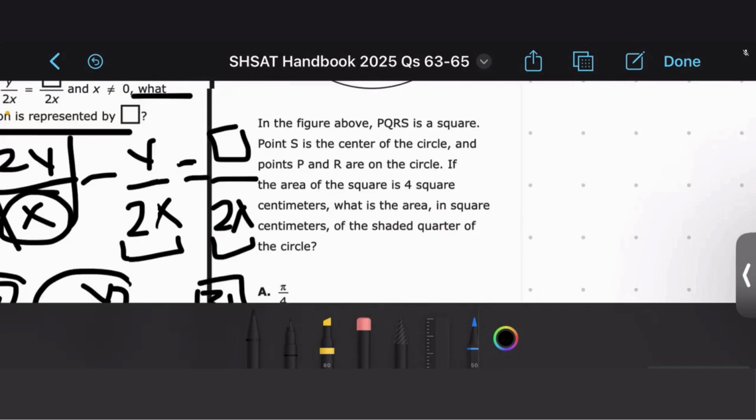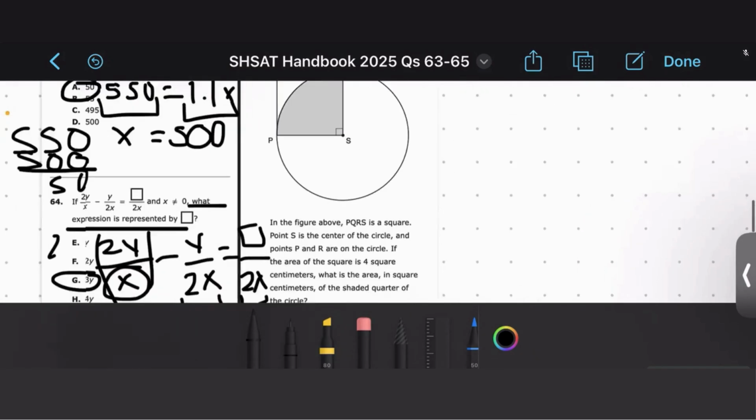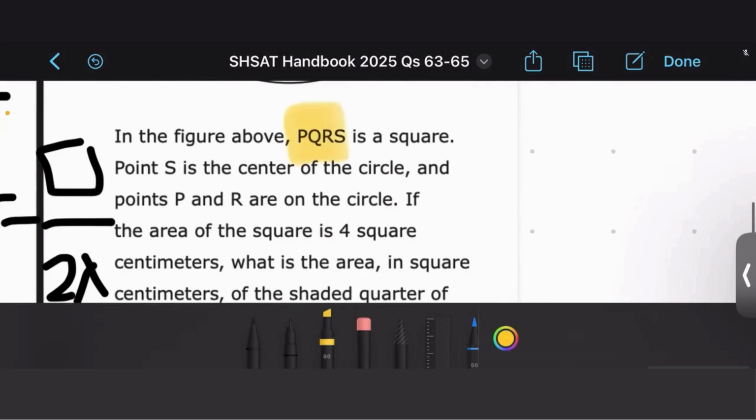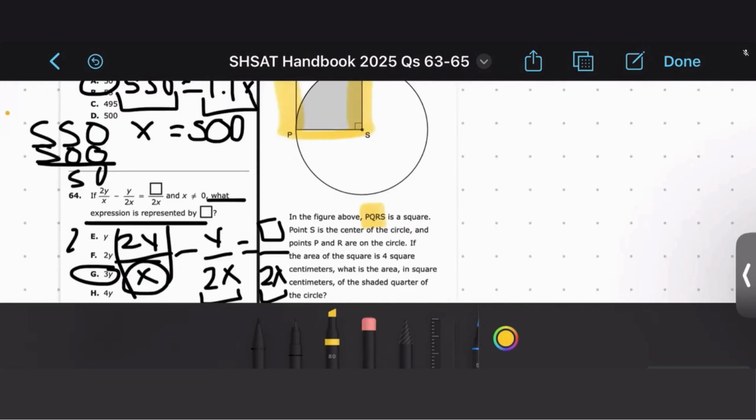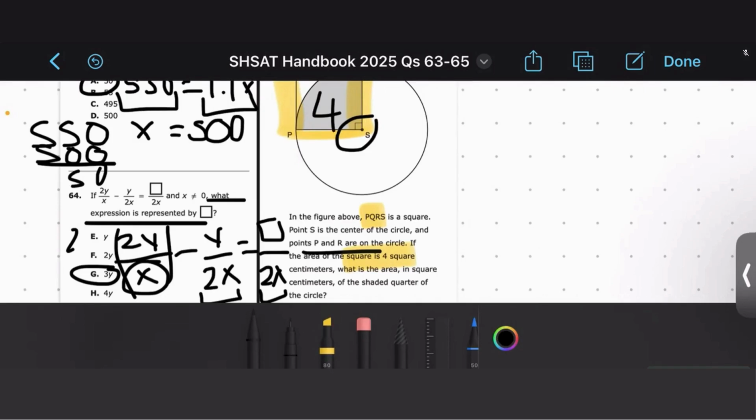Okay, now the next question. In the figure above, PQRS, I'll just highlight it here, is a square. Point S is at the center, and points P and R are on the circle. The area of the square is 4 square centimeters. What is the area in square centimeters of the shaded quarter of the circle?